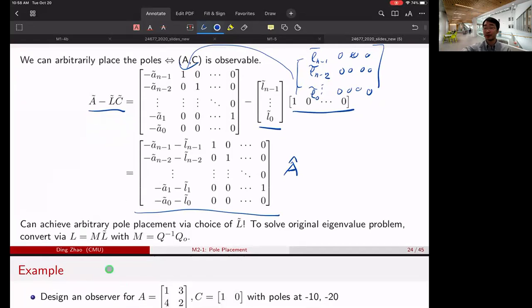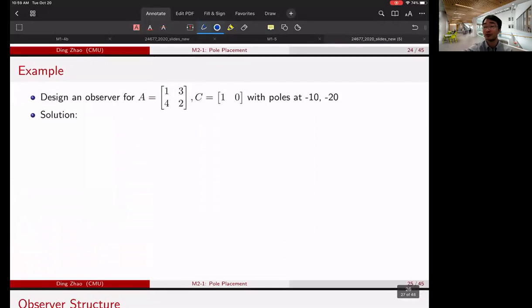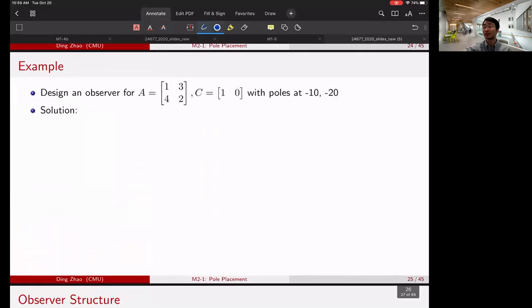So we can achieve arbitrary pole placement with L tilde, as long as this is observable, so that you can have this form. Then we can compute M to transform that L tilde to L. So that's the same as before. And we will practice a similar example as we did for the controllable canonical form. This time I'll do that a little bit fast. The formula is still similar.